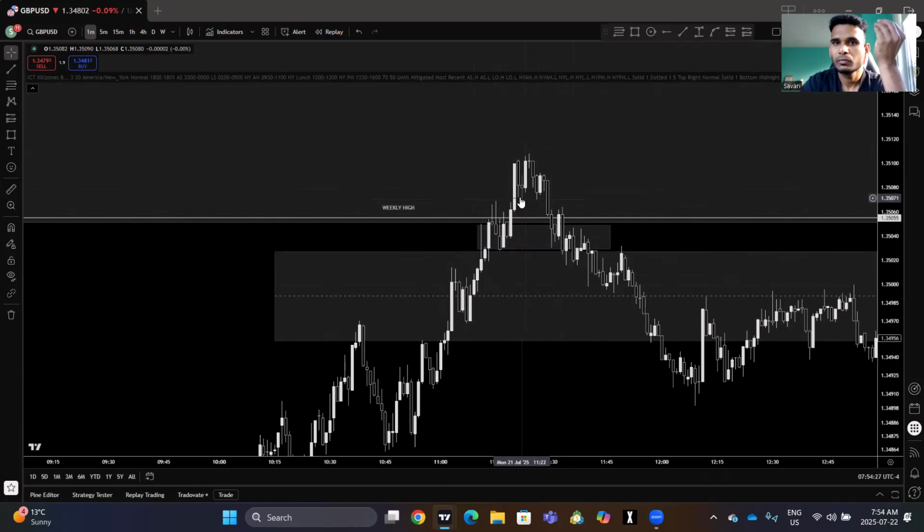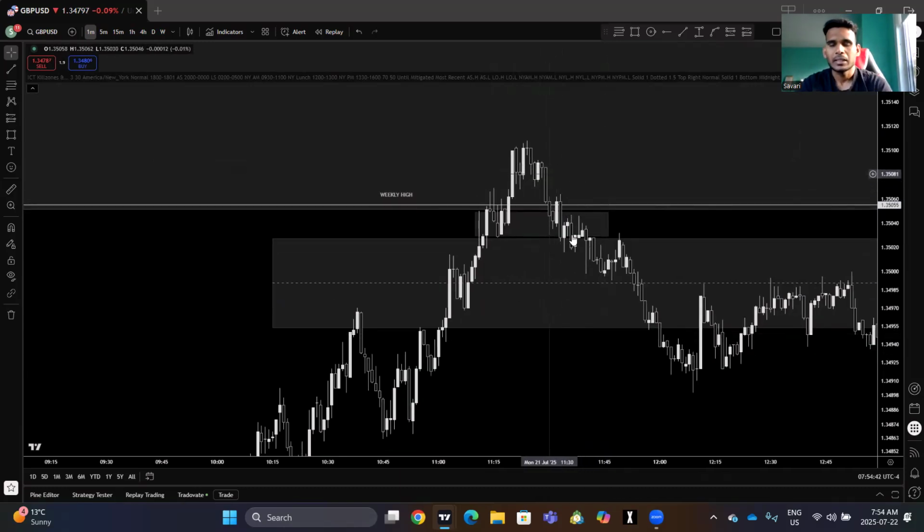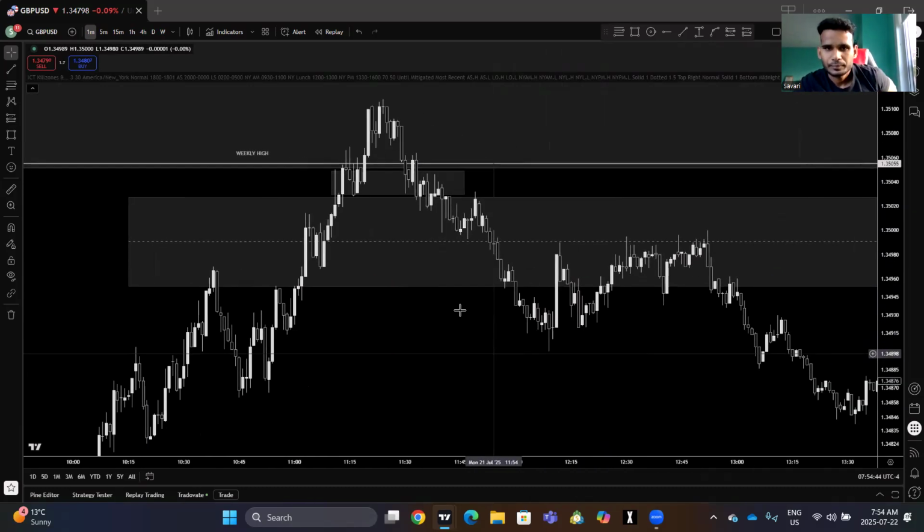If you don't want to consider this as a structure shift, you can consider this as a structure shift. So this is a structure shift, and this is also a structure shift because this high was taken. Structure shift, flip, fair value gap created, entered, put the stop at the high, expecting lower prices. That's it. And what happened next?